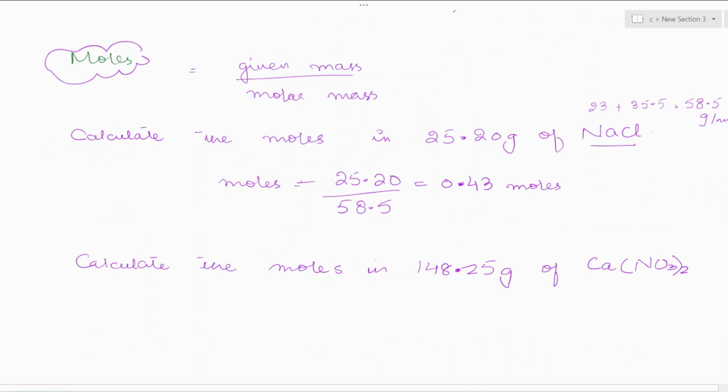I don't know. You tell me. Okay. So let's calculate moles. The given mass is 148.25. Okay. What is the molar mass? Have you calculated the molar mass separately? It's 40, 40, 80, 48. No, oh, wait. It will be 696.